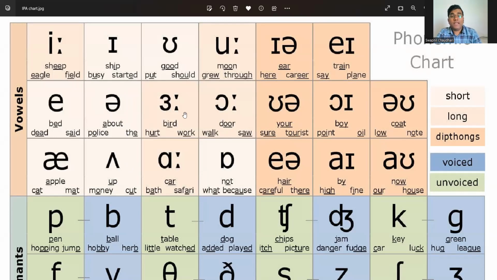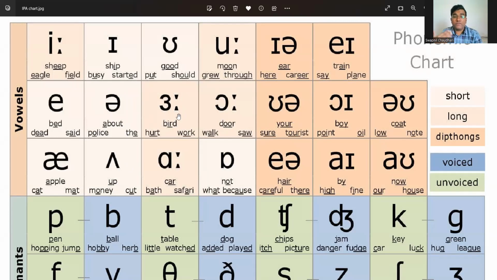Okay. Then the next one is r. So you see this symbol, it looks like 3 with a colon sign. So this represents the r sound. Bird, hurt, work, r.